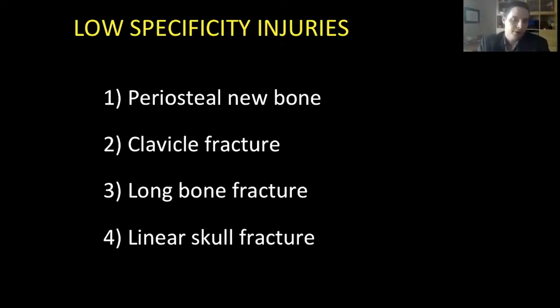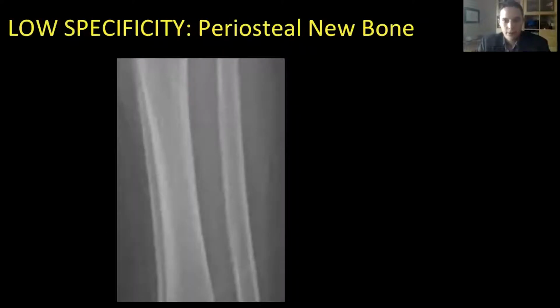As you can see, periosteal new bone, there's lots of things that could cause that. Clavicle fracture, commonly seen with birth delivery, long bone fractures, being caught in cribs or falls, and linear skull fractures. So not all skull fractures are of high specificity. So periosteal new bone can occur due to a non-displaced fracture, can occur due to systemic stress, osteomyelitis, adjacent cellulitis. It happens basically when anything is bothering the bone, and it does not have to be due to abuse. It does not have to be due to even a fracture.